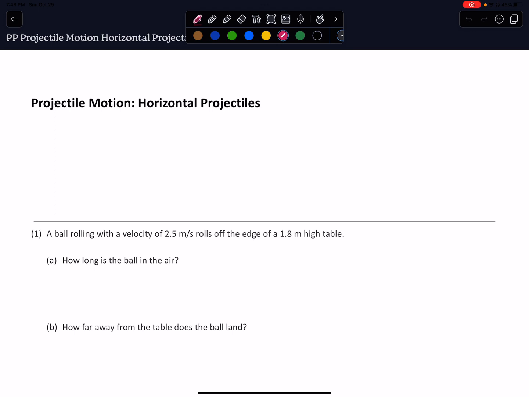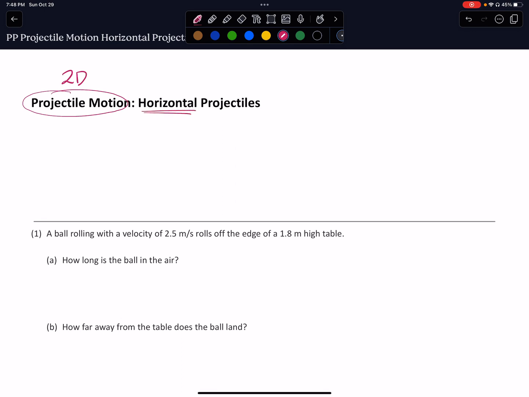This is in our projectile motion unit, and we're going to be looking specifically at horizontal projectiles. All right, so remember, projectile motion we've defined before is a motion that has two dimensions to it, an upward and outward portion occurring simultaneously. And from our earlier videos, we have learned that we have to keep those components of our motion separate when we do our calculations.